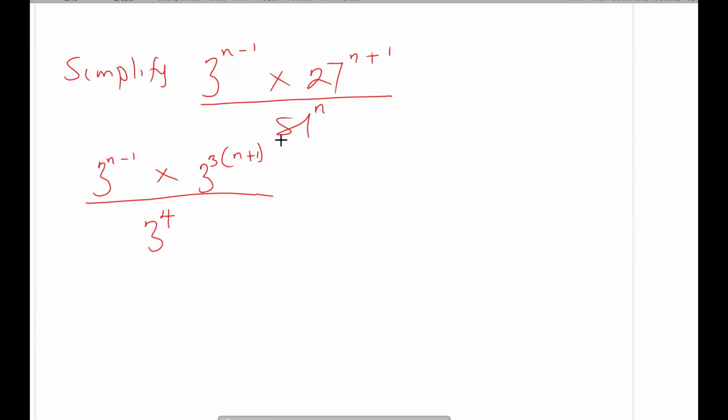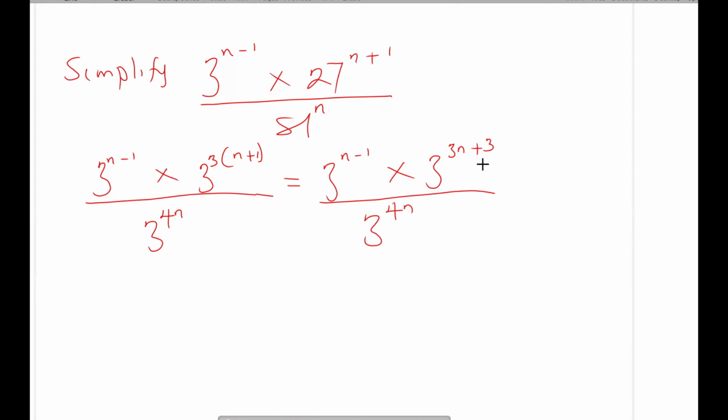Don't forget we have a power there before, which is n. Now let's simplify further. This is 3 raised to the power of n minus 1 multiplied by 3 raised to the power of 3n plus 3. We use this 3 to open the bracket: 3 times n, that's 3n, 3 times 1, and that's 3, divided by 3 raised to the power of 4n.